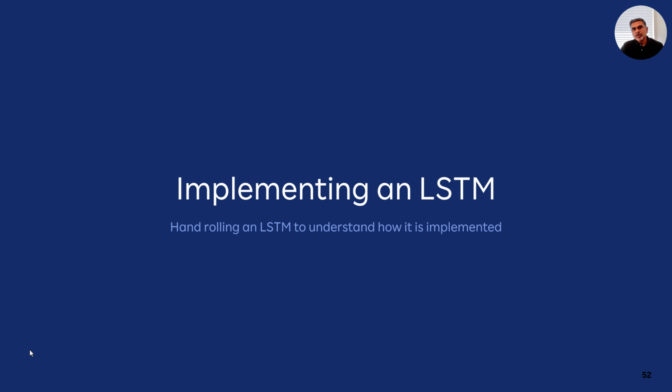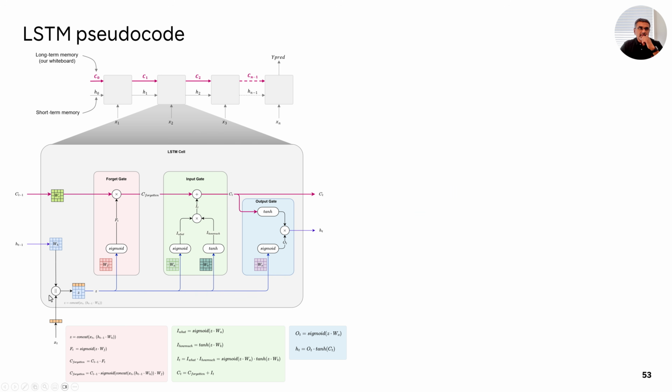So let me show you how you would implement an LSTM. Obviously, when you're using it for practical production use cases, you would use library functions that have been optimized. But before you start using a library function, let's actually hand roll an LSTM to understand its core concepts better. That is the best way to actually understand concepts, not just using library functions. So let's look at that.